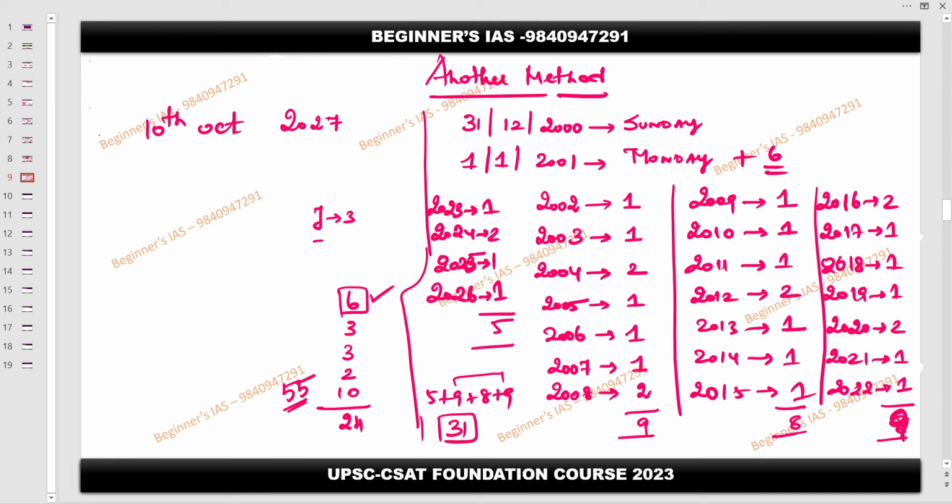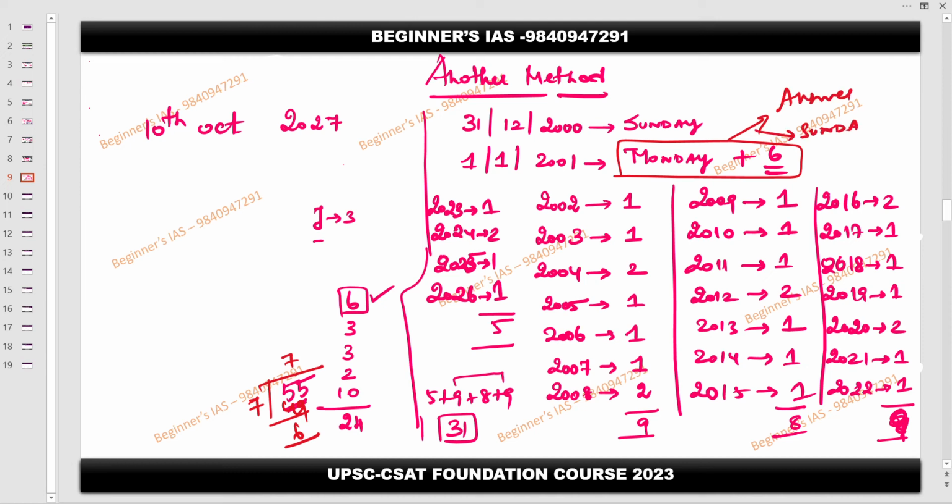But this one is lengthy. Yes, this is the lengthiest method. But if you know the basics, then it would be easy. It looks like it's lengthy. This is another method. 7 of 49, so here 6. Therefore, Monday plus 6 is going to be the answer, which is nothing but Sunday. This way also we can do. See, a lot of methods are there to solve your problem. So I'm suggesting you go with this method also.